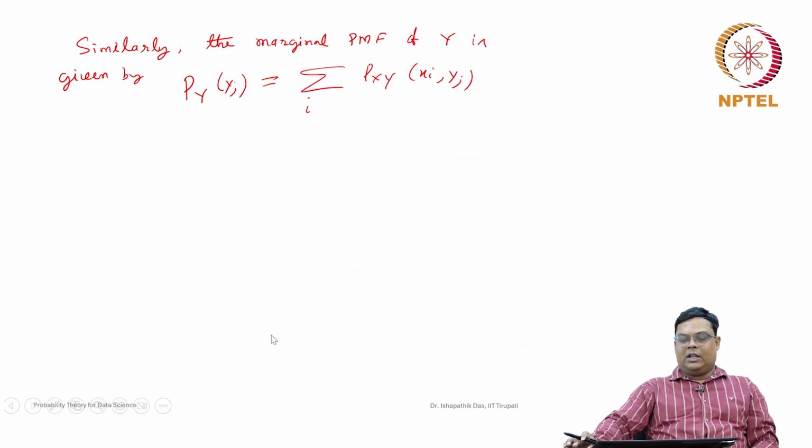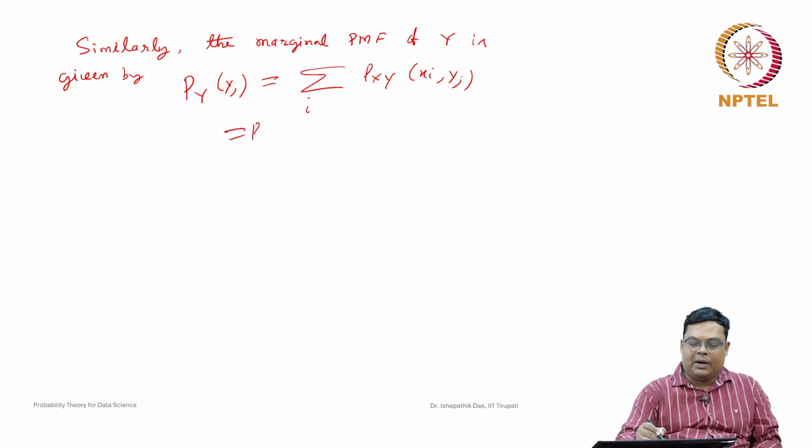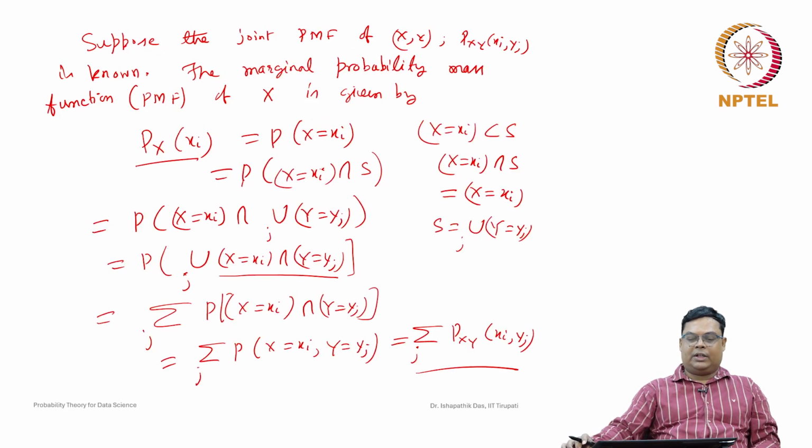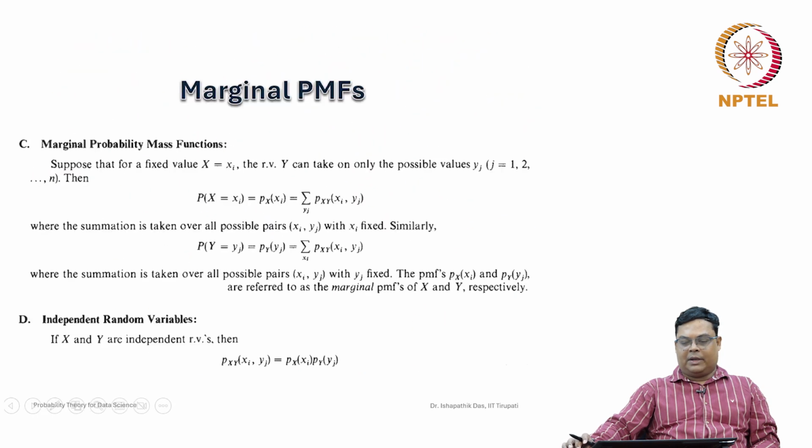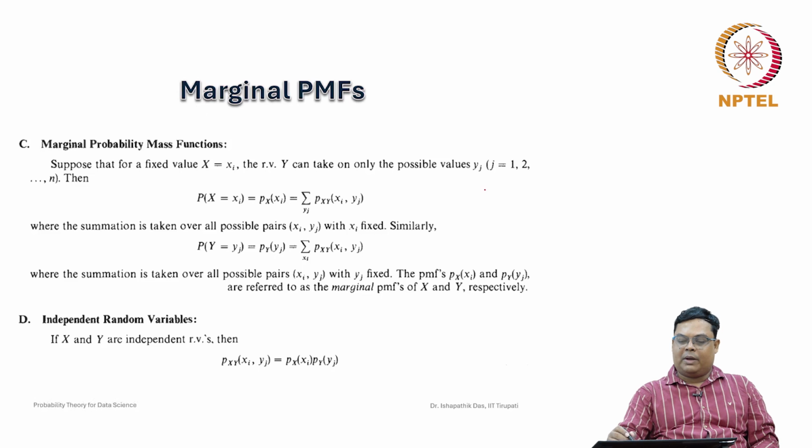So, then you will get the marginal probability mass function of yj. So, this is the probability of y is equal to yj that we will find. That is the concept here, you can see how we can find the marginal probability mass function. Suppose that for fixed values xi, the random variable y can take only the possible values yj, j from 1 to n. Then the probability that x equals xi, this is the marginal probability mass function, can be found by taking the sum over all the other values yj.